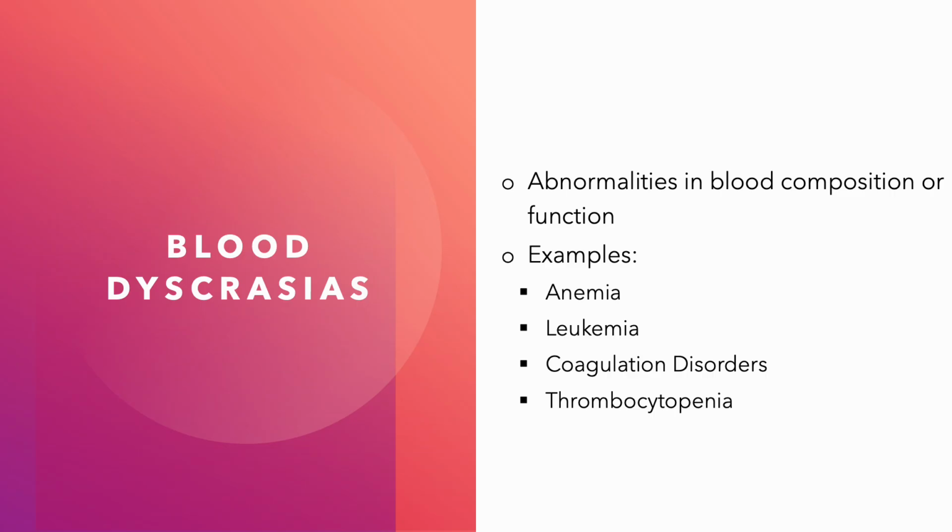That we're going to cover in a few slides. Okay, blood dyscrasias, what are these? These are abnormalities in blood composition or function. Common examples are anemia, leukemia, coagulation disorders, thrombocytopenia. These disorders may affect oxygen delivery, immune function, or clotting ability. Many patients present with nonspecific symptoms such as fatigue, weakness, bruising, or infection. So lab testing becomes extremely important because just from those symptoms, you're not going to know that they have a blood dyscrasia.